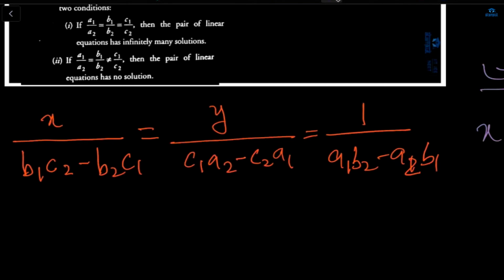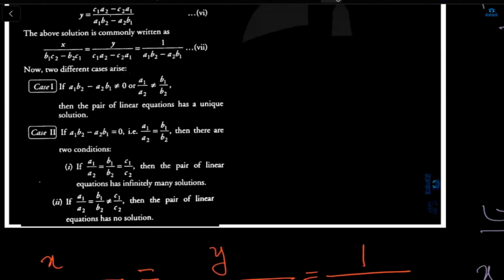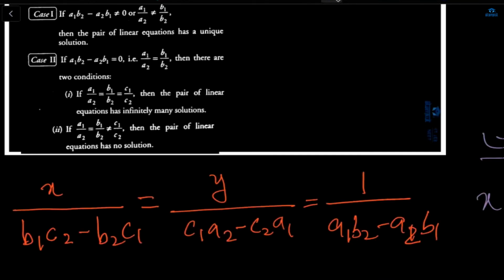Now three conditions are there. Everybody knows the first one: if A1 by A2 is not equal to B1 by B2, then the pair of equations has a unique solution. For that, A1 B2 minus A2 B1 should not be equal to 0. And the other two conditions are if A1 B2 minus A2 B1 is equal to 0, then it will be equal to C1 by C2, or not equal to C1 by C2.